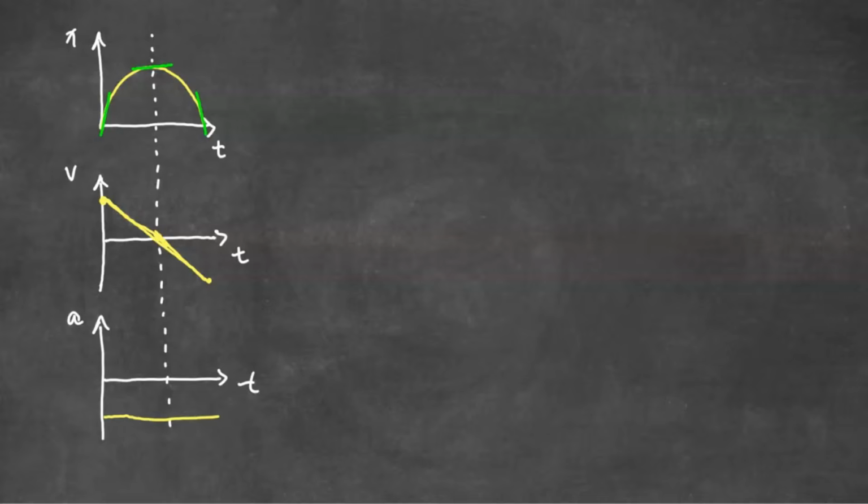Another way to represent motion is through motion maps, also known as dot diagrams. So we're using dots to represent the position of the object, and the distance between the dots tells us how fast the object is moving. And if the dots are getting closer, that means the object is slowing down. If the dots are getting further apart, that means the object is speeding up.